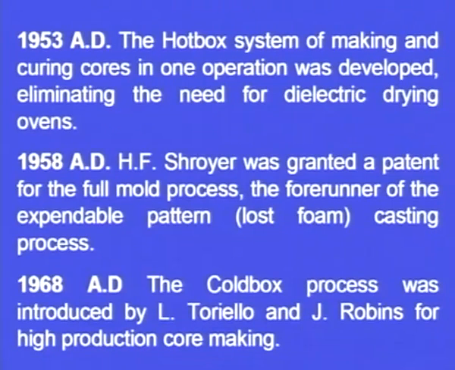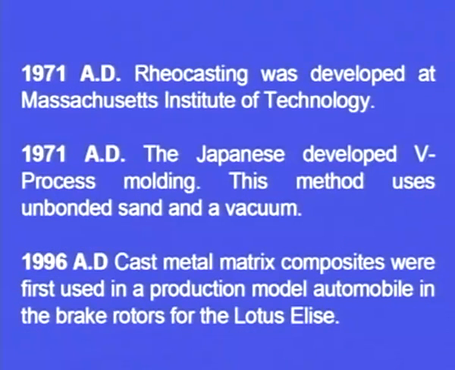In 1950 AD, H.F. Schroyer was granted a patent for the full mold process, the forerunner of the expendable pattern casting process. In 1968 AD, the cold box process was introduced by L. Torriello and Robbins for high production core making. In 1971 AD, Rheocasting was developed at MIT. In 1971 AD, Japanese developed V process molding. This method used unbonded sand and a vacuum.